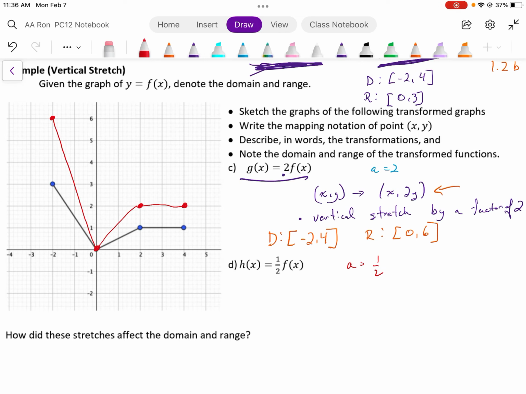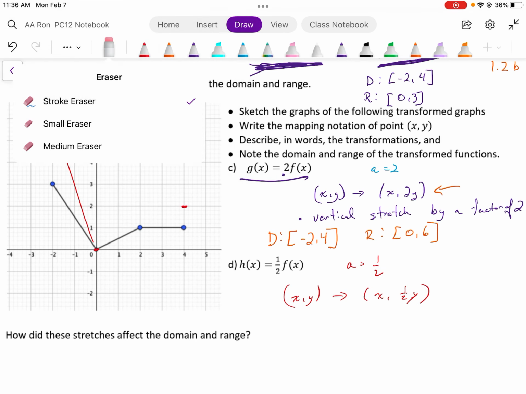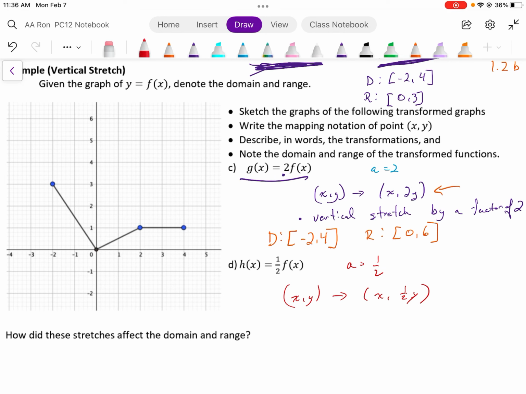So this next one, D, if h of x is equal to 1/2 f of x. All right. So a is 1/2. And my mapping notation says I start off with point x, y, and really I move to point x, comma, 1/2 y. It's really the same question as before, except now there's a fraction involved, I need to multiply by a half. Now, I'm just going to erase all of this, if you don't mind.